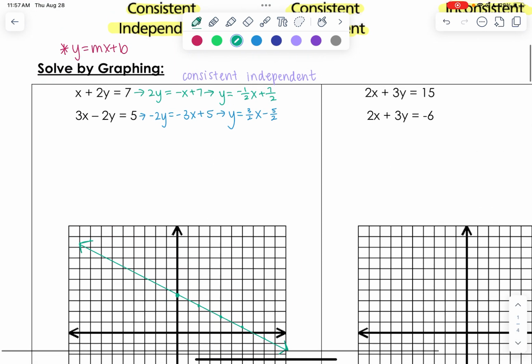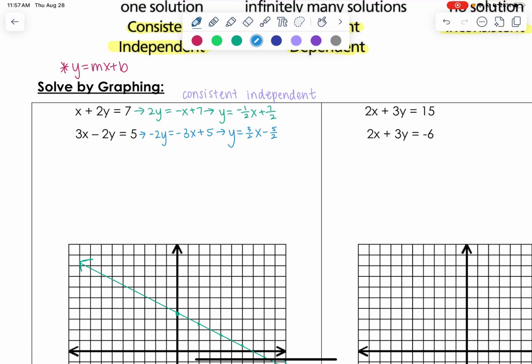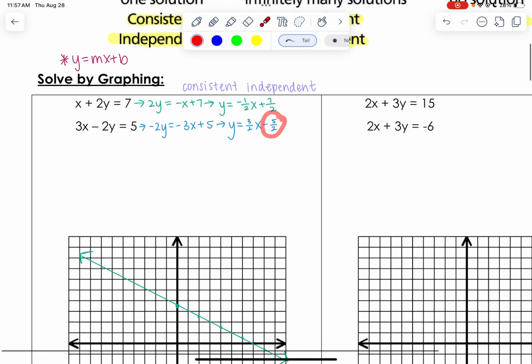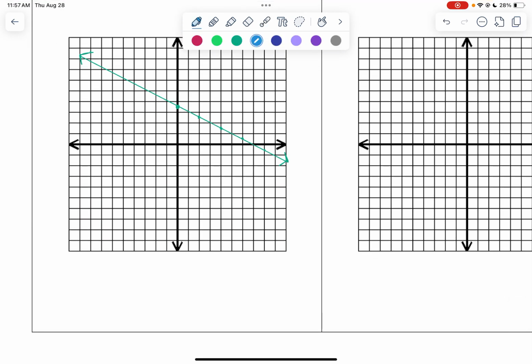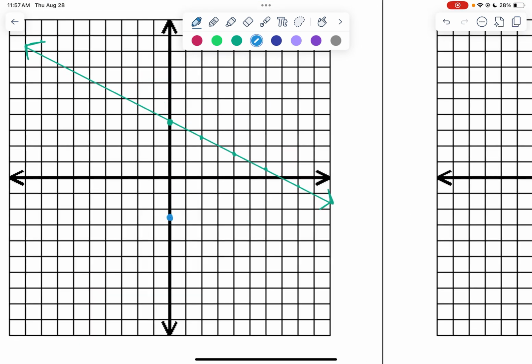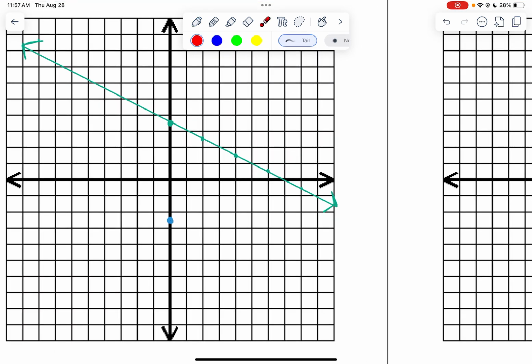And now I'm going to graph that second one. So y equals 3/2 x minus 5/2. Negative 5 over 2 is negative 2.5. So this one's starting at negative 2.5. And now I'm going to rise 3 and then go over 2. And this is in the positive direction. So I'm going to rise 3, and then I'm going to go over 2. And then I'm going to go up 3, over 2.